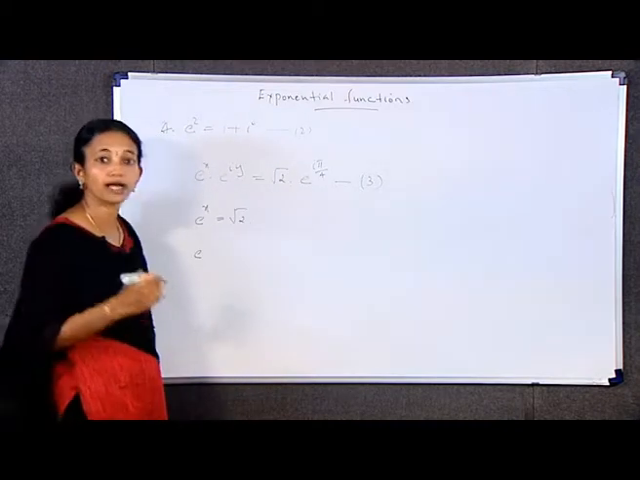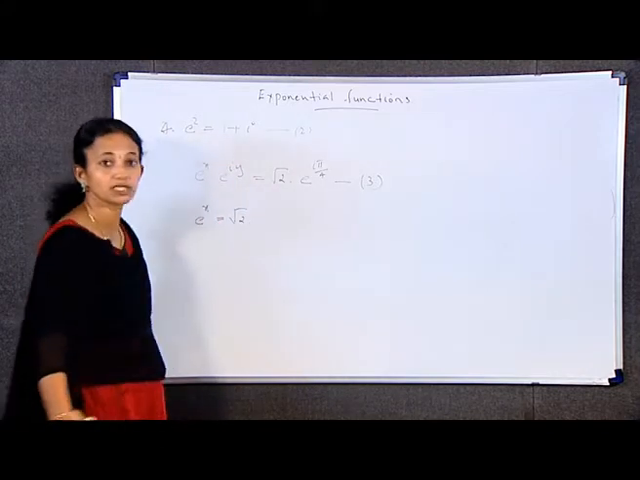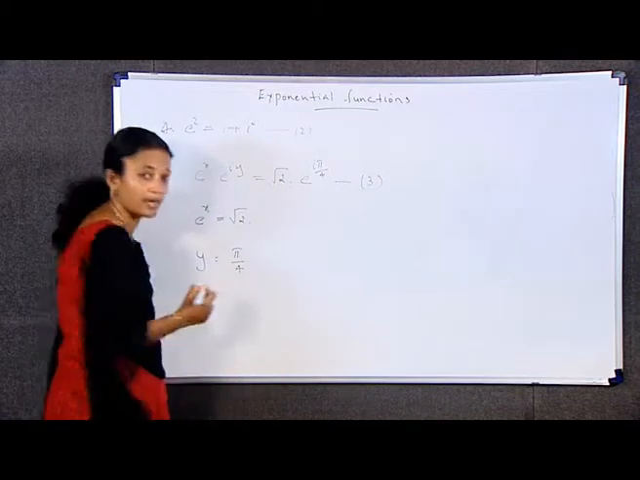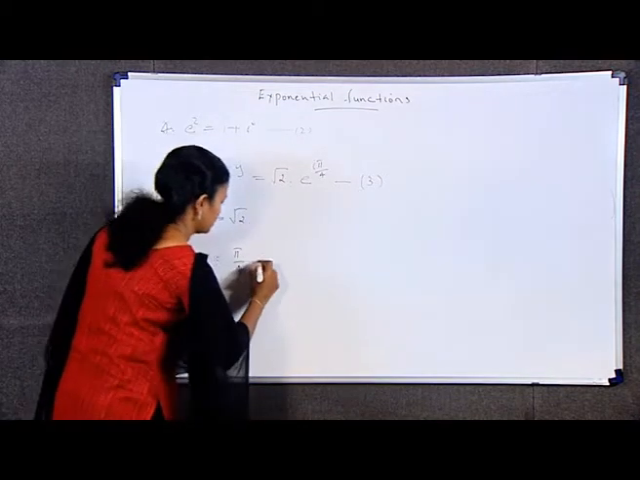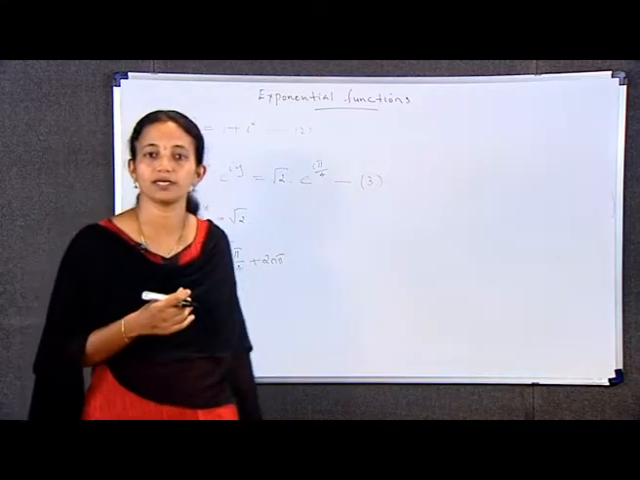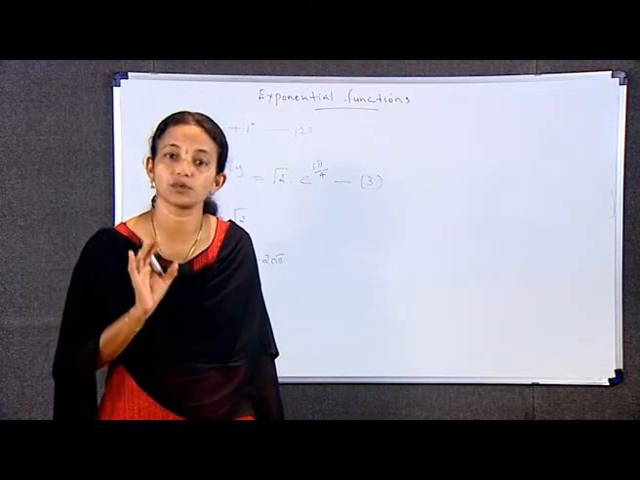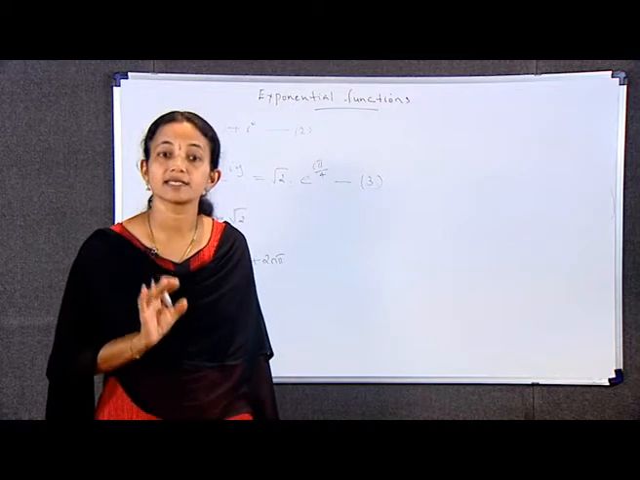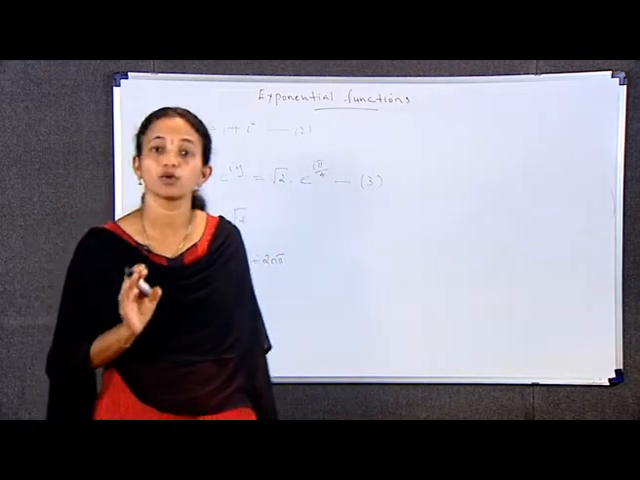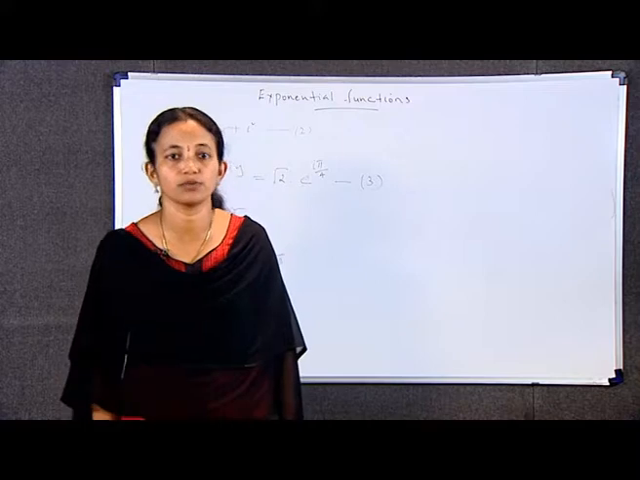e raised to x is equal to root 2 and y is equal to pi by 4 plus 2n pi, where this n varies from 0, plus or minus 1, plus or minus 2 etc. Because we have ln e raised to x is equal to x, it follows that x is equal to ln root 2, which is equal to 1 by 2 ln 2, and y is equal to 2n plus 1 by 4 pi. Of course, n is equal to 0, 1, 2, 3 etc.